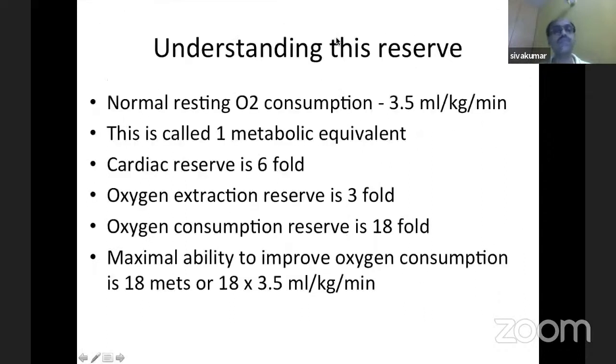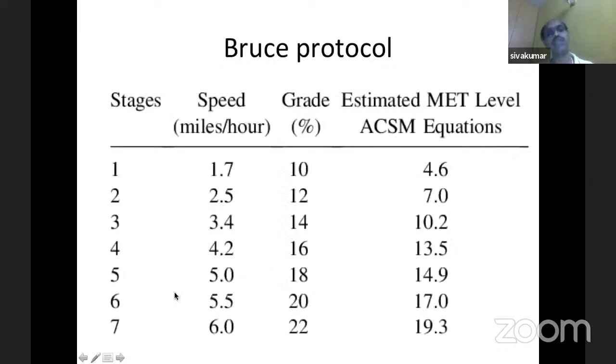So the normal oxygen consumption is 3.5 ml per kg per minute, which is 1 metabolic equivalent. And our oxygen consumption reserve is 18-fold. That means 18 METs. The maximum ability to improve the oxygen consumption by a usual human being is something like 18 METs. From 1 MET, I can increase it to 18 METs. This is for a cardiology postgraduate to understand.